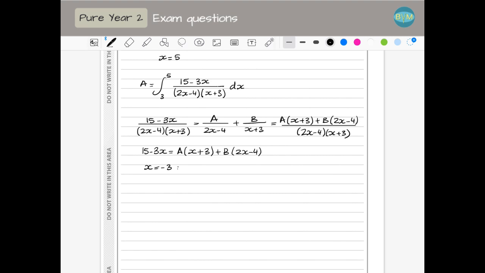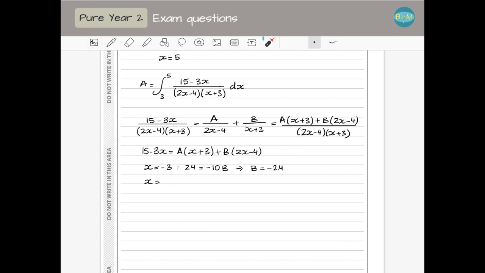Is 15 minus 9? No, plus 9, sorry. 15 plus 9, which is 24. And on the right hand side, this one is 0, and then I have minus 3 times 2 is minus 6, times minus 4 is minus 10. So minus 10b, which means that b is minus 2.4.